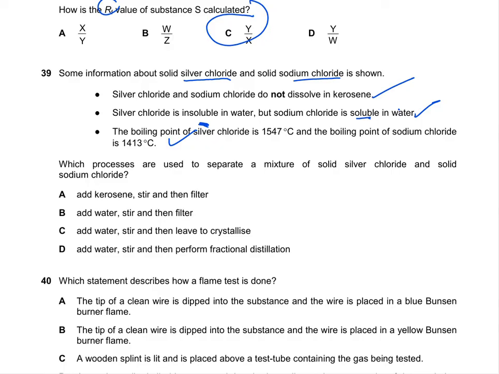Add kerosene? No, it cannot separate them because both are insoluble in kerosene. So kerosene is wrong. Add water, stir and filter? Yes. When I add water, the sodium chloride dissolves in water. Then I stir and then I filter. As the sodium chloride is soluble in water, it will be the filtrate, and as the silver chloride is insoluble in water, it will be the residue. So I can separate them. So it's B.